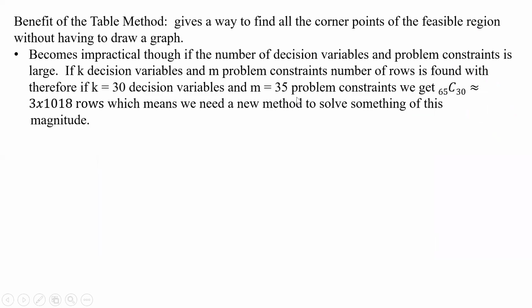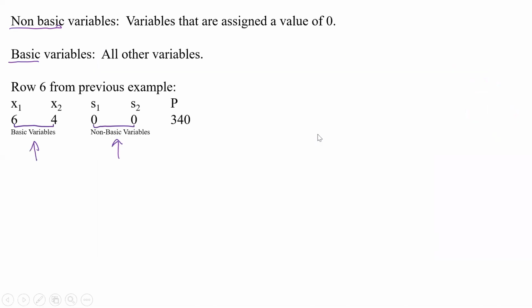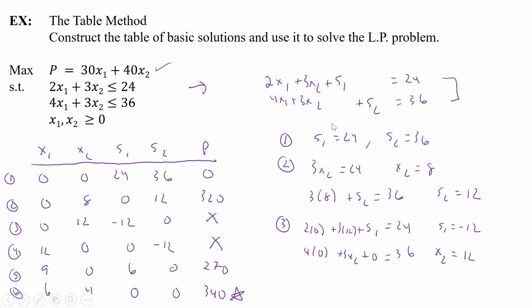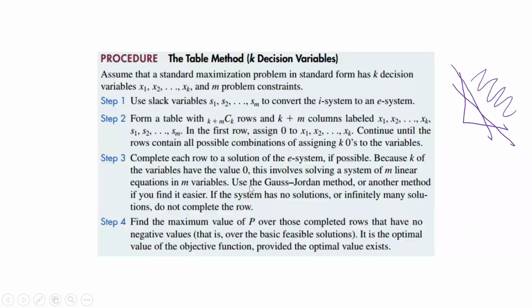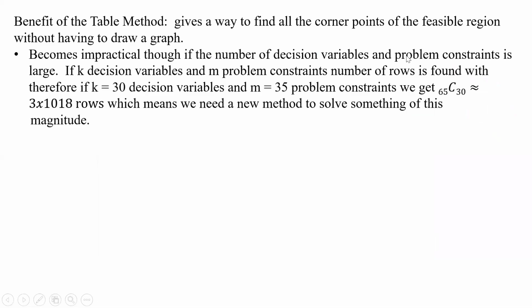And so one benefit of this table is it gives a way to find all the corner points. And that's what we've done. If we had actually plotted our equations and put X's and Y's, we would have found our corner points: 0, 0, and then a 0, 8, a 0, 12, a 12, 0, a 9, 0, and a 6, 4. We would have had all those endpoints. So that would be helpful. We wouldn't have to draw the graphs.